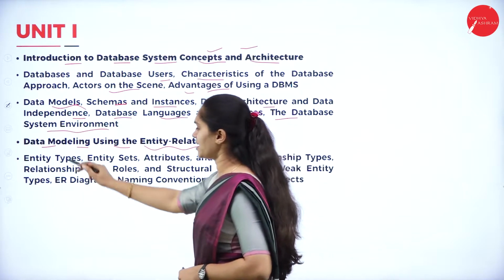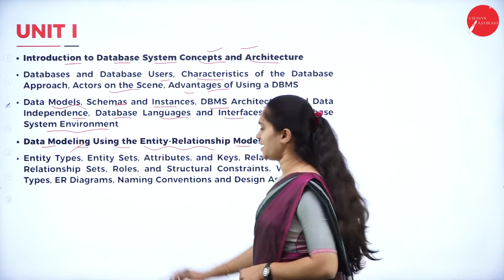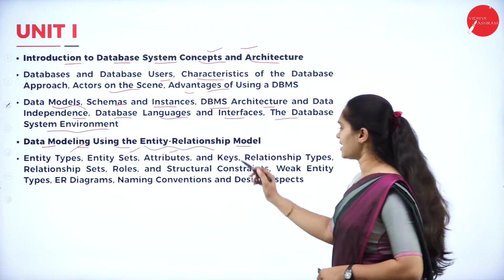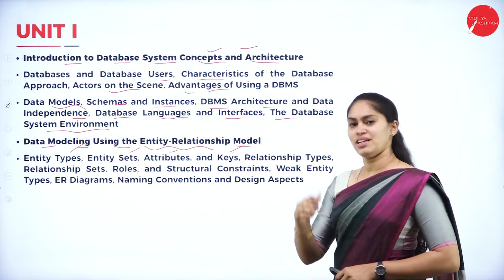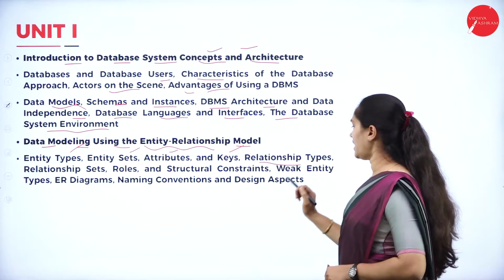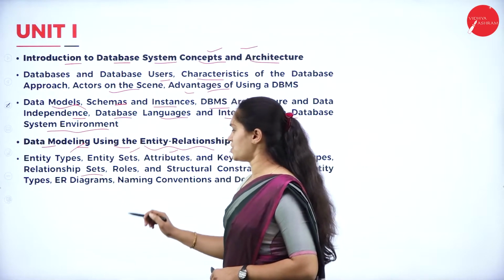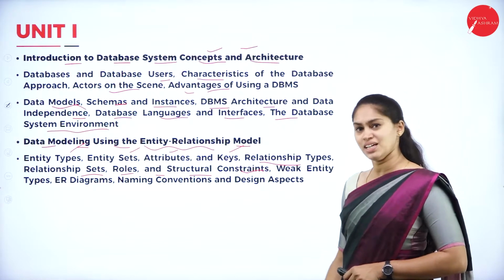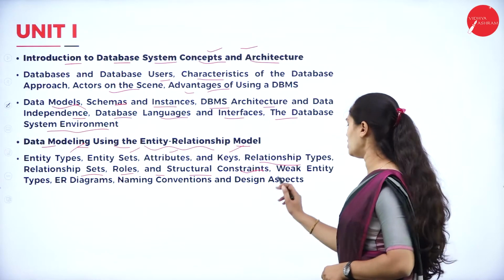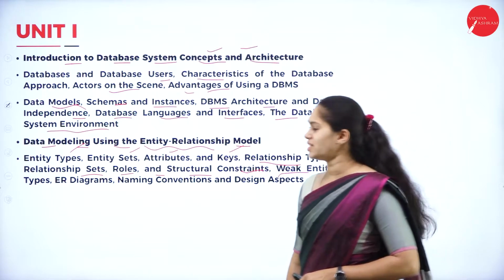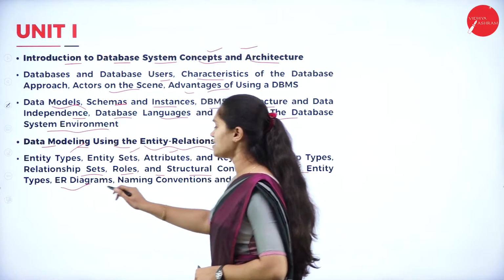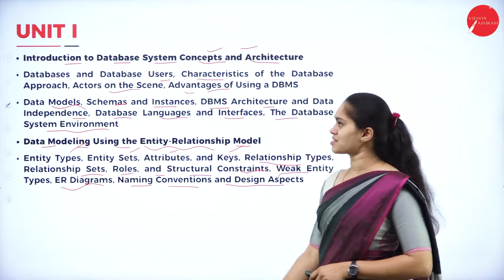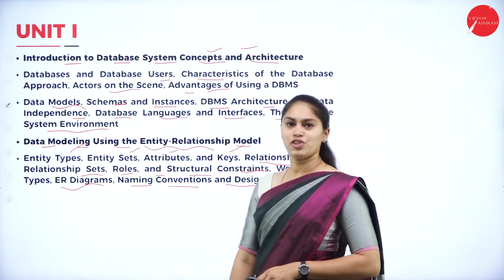Out of that, you are going to learn what entity types and entity sets are, what we mean by attributes or characteristics, and we will also be learning about the different types of keys, and then relationship types, relationship sets, roles and structural constraints. If I say constraint, that is a set of rules. We are also going to learn about the types of entities with their diagrams, naming conventions and designing aspects. So these are the contents of unit 1.